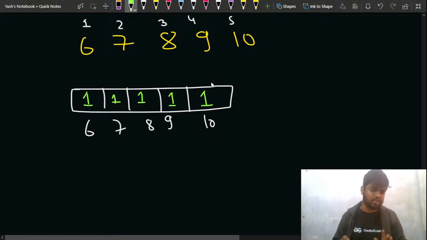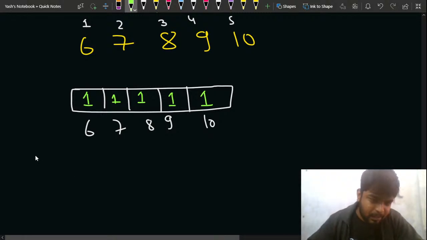Is this much part clear to everyone? Just quickly let me know in the chat. Now tell me the minimum number of moves.